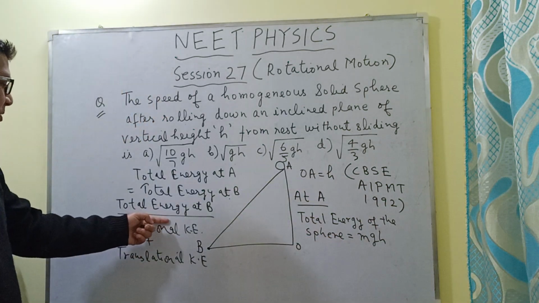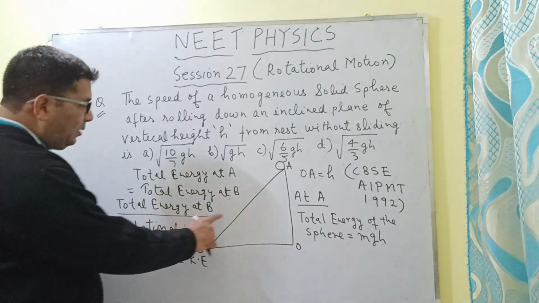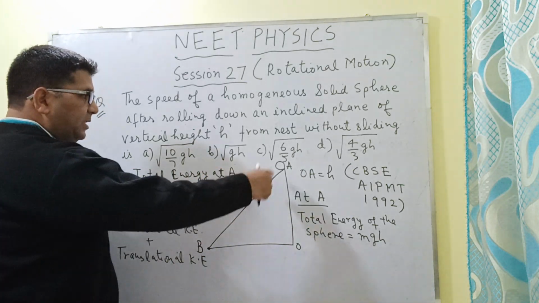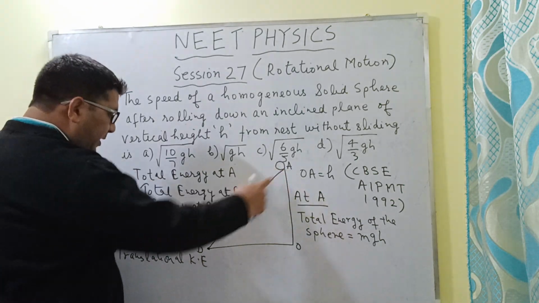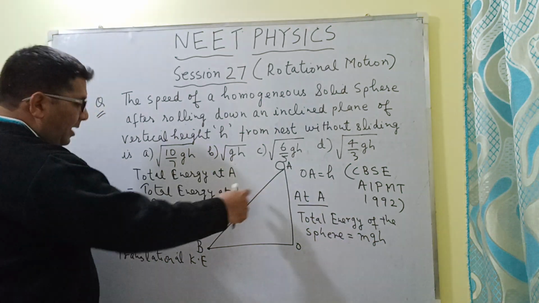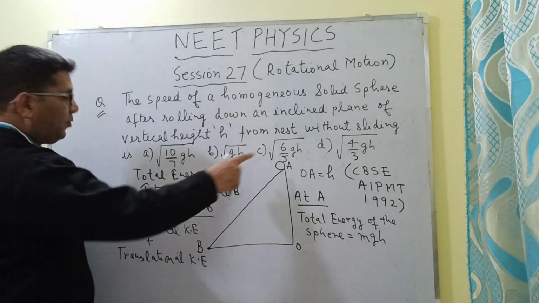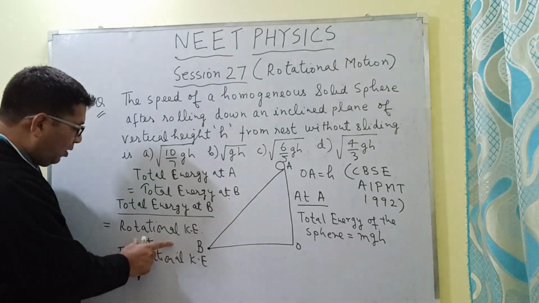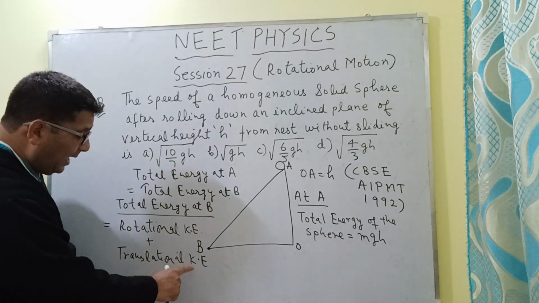So this total energy of the sphere at this point A, which was equal to mgh, should be equal to the total energy at the point B. The total energy at the point B will be equal to the sum of the rotational kinetic energy plus the translational kinetic energy, because this solid sphere will be coming from point A to point B by rolling action.